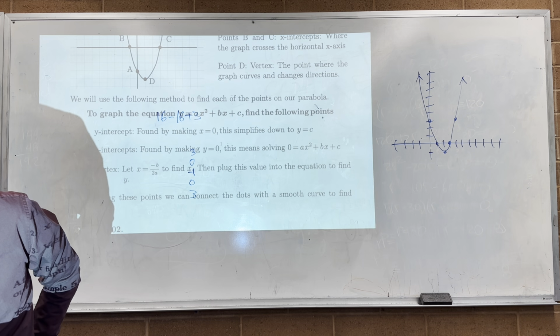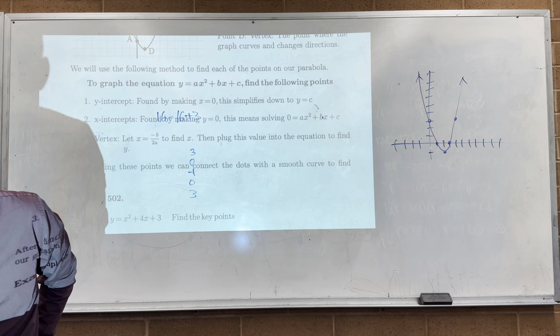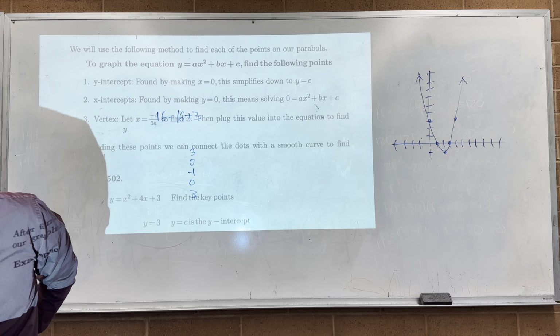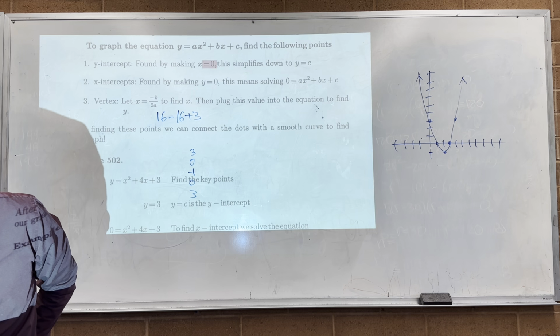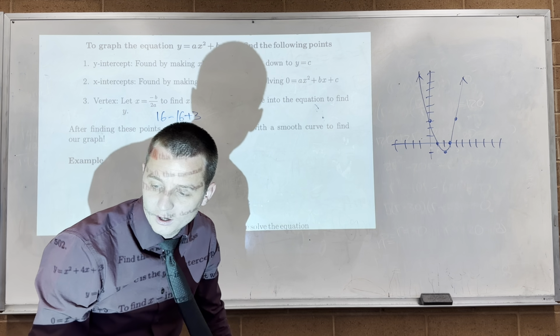We'll use the following method to find each of the points on our parabola to graph the equation y equals ax squared plus bx plus c. Find the following points. Y-intercept found by making x equal to 0. Okay, so common.